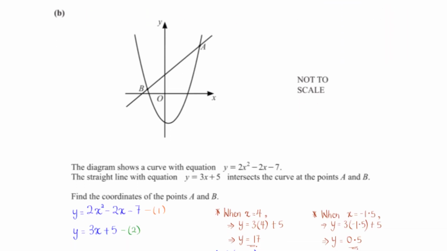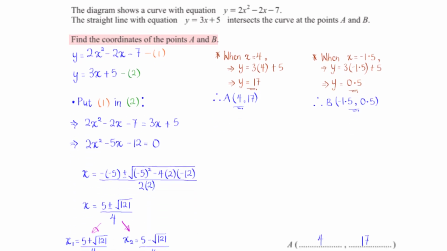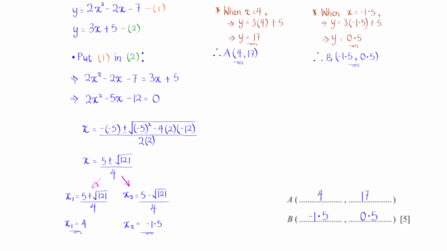The diagram shows a curve with the equation y = 2x² - 2x - 7. The straight line with equation y = 3x + 5 intersects the curve at the points A and B. Find the coordinates of points A and B. To find these points of intersection, we are going to solve the equation of the curve and the equation of the line simultaneously. When we put equation 1 in equation 2, we have 2x² - 2x - 7 = 3x + 5.